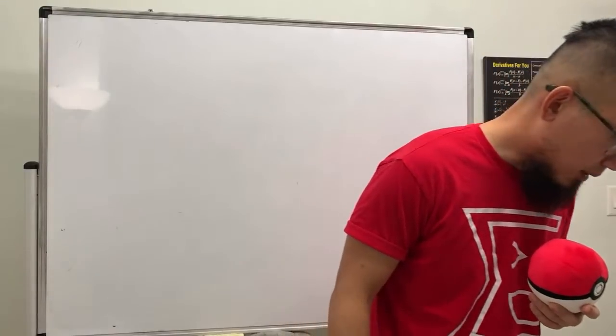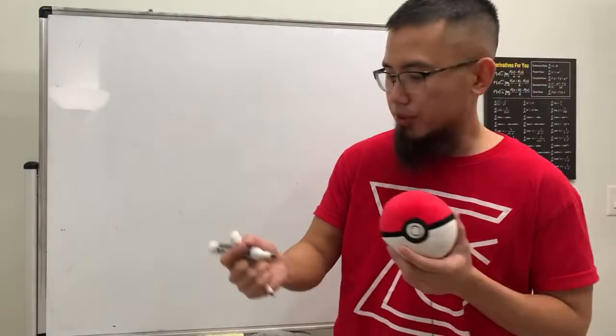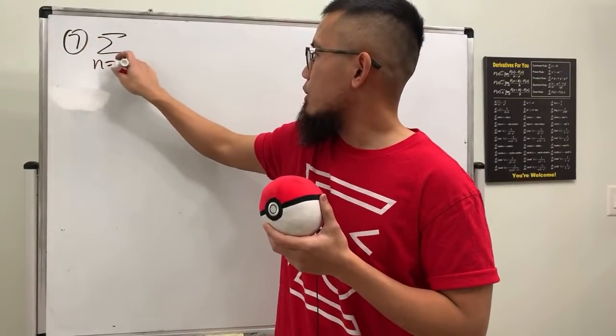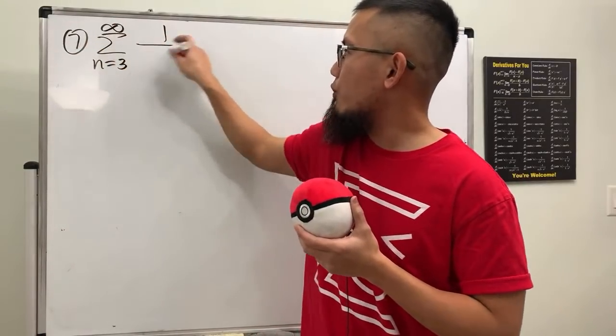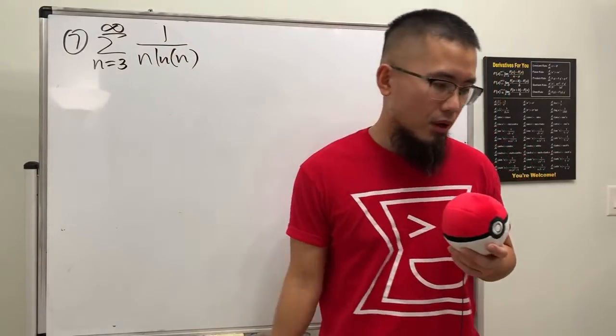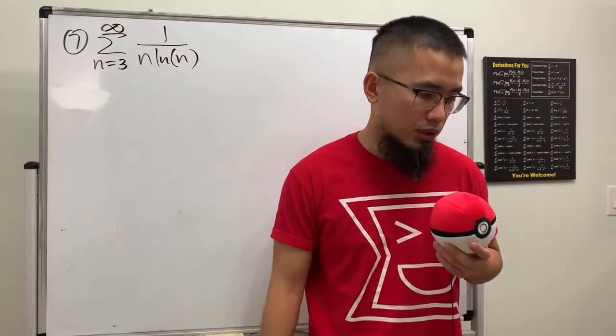All right, now number 7, and I'm just going to write this down here for you guys. Number 7, series as n goes from 3 to infinity, 1 over n ln n. All right, so go ahead and let me know which test you would like to use for this one.